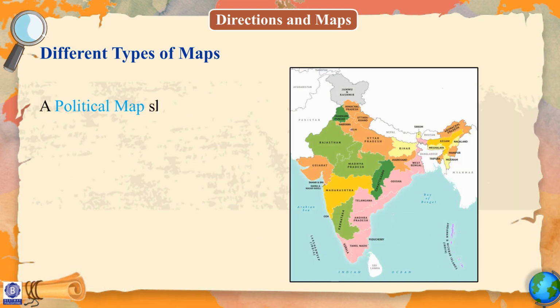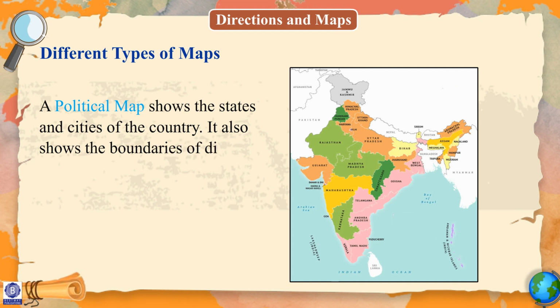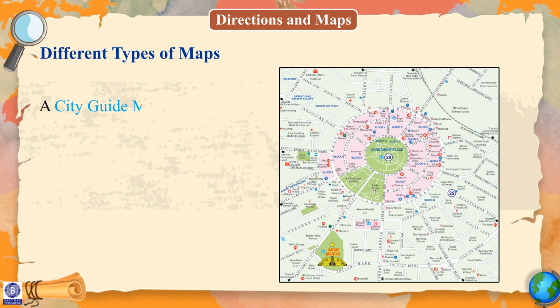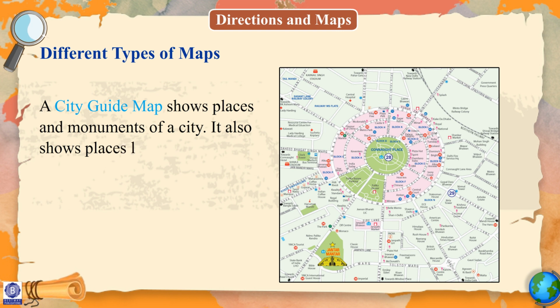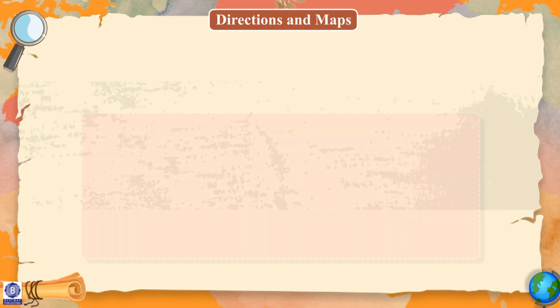A political map shows the states and cities of the country. It also shows the boundaries of different neighbors of that country. A city guide map shows places and monuments of a city. It also shows places like hotels, bus stations, railway stations, etc.